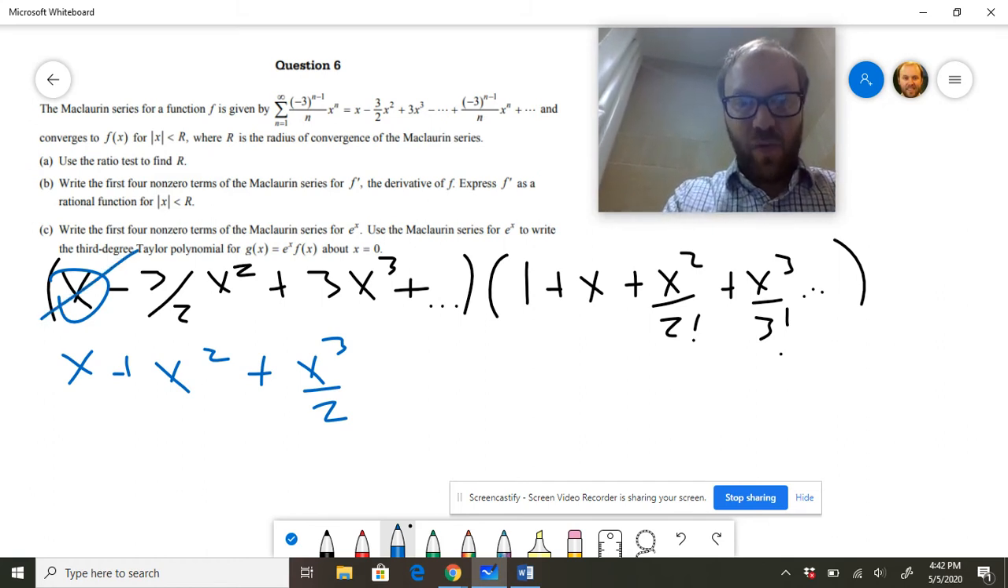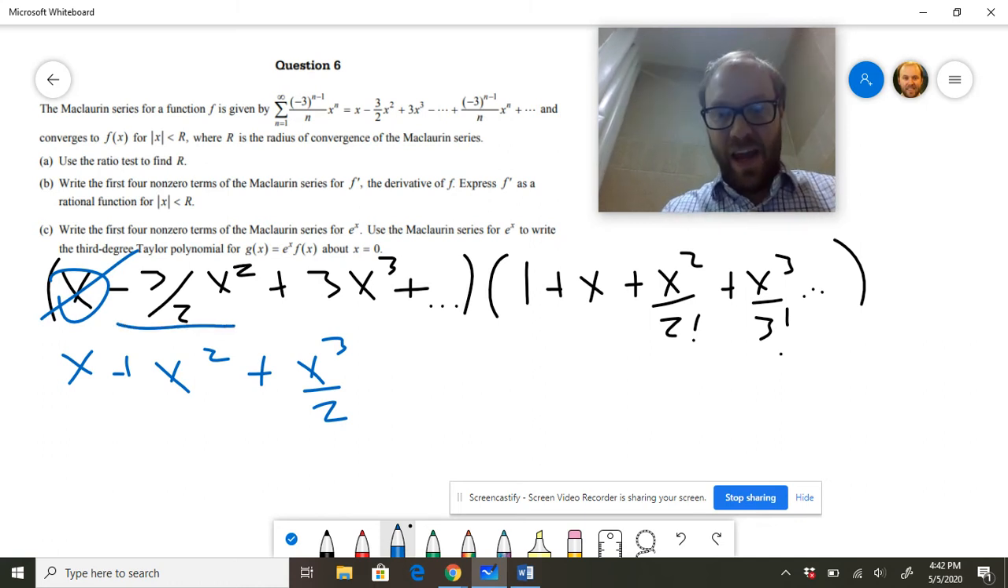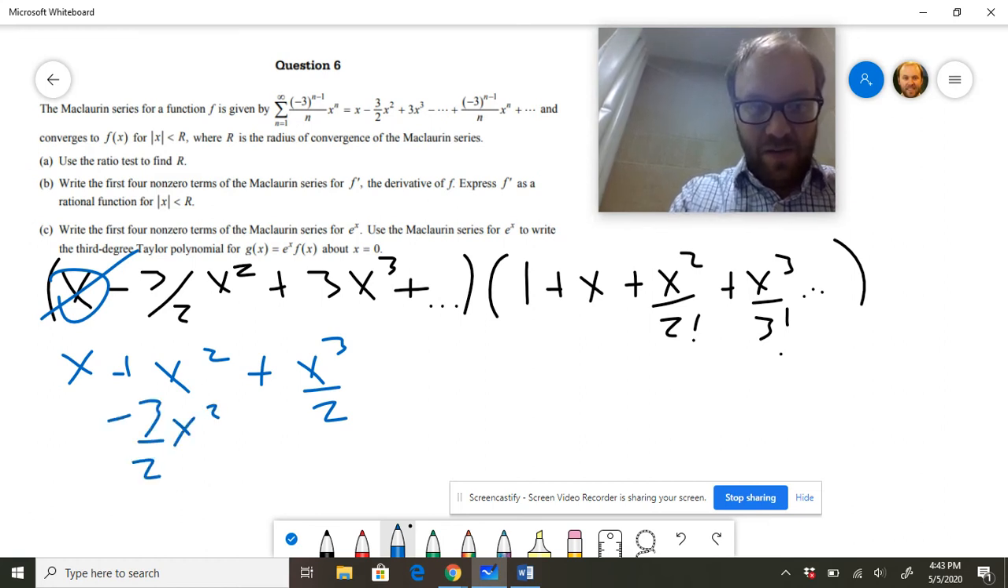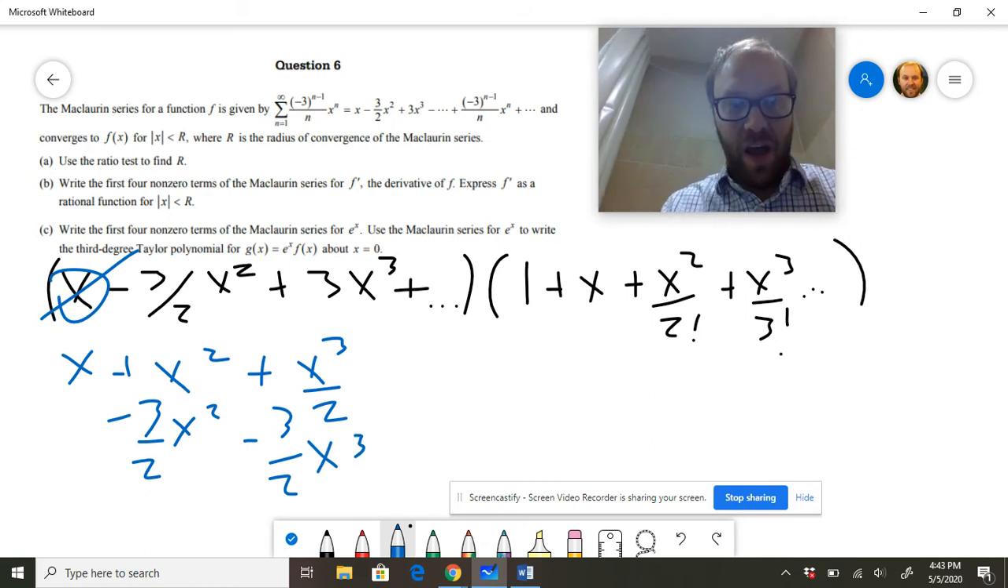I'll now take this x squared term and I'll multiply it by 1. So we're starting with this term here, and we'll multiply it by each of the terms on the right-hand side. So negative 3 halves x squared times 1 is going to be negative 3 halves x squared. Negative 3 halves x squared times x is going to be negative 3 halves x cubed. And you'll notice I like to line my like terms up. And then we don't need to multiply it by the next term because it would give us a power that's too big. So we're done with this one.